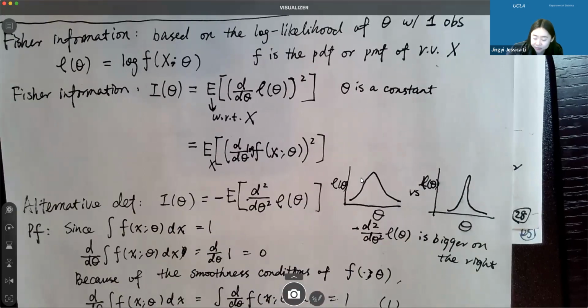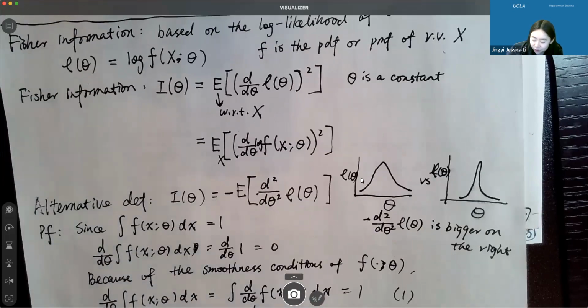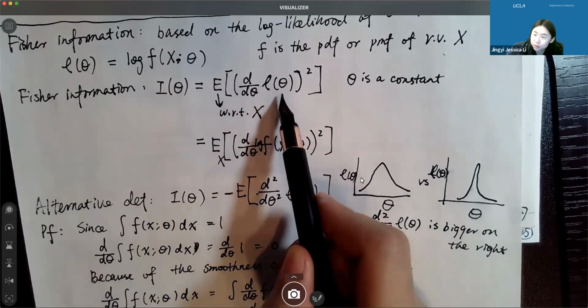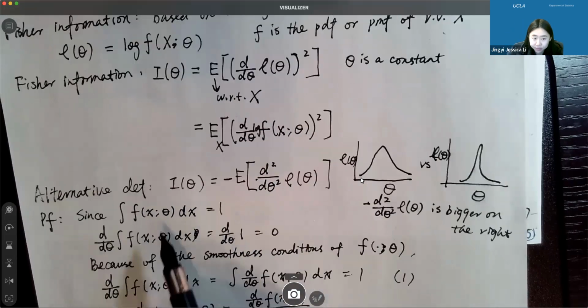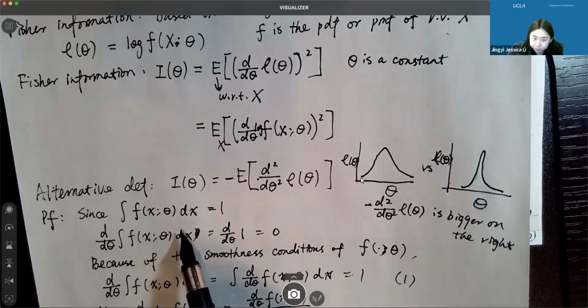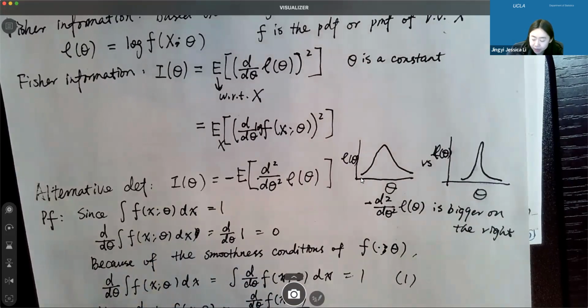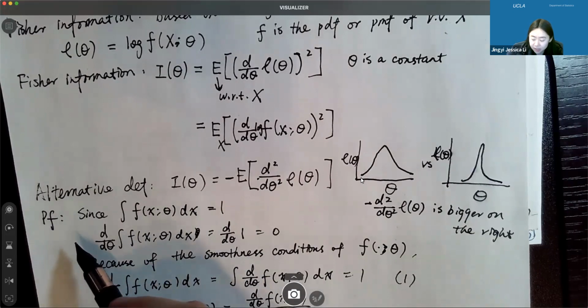But I have to say that this is not general for any function of theta. It's just for the log likelihood of theta defined in this way. This is because of a special property of our density function, that it integrates to 1. Last time we stopped in the middle of this proof, and we're going to complete it today.